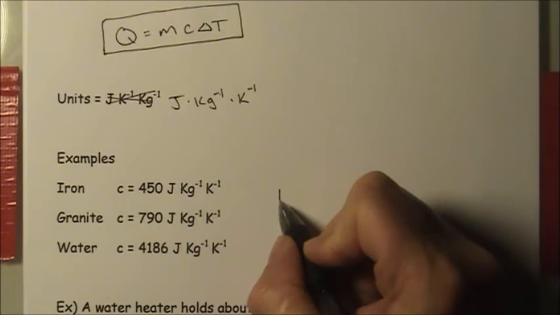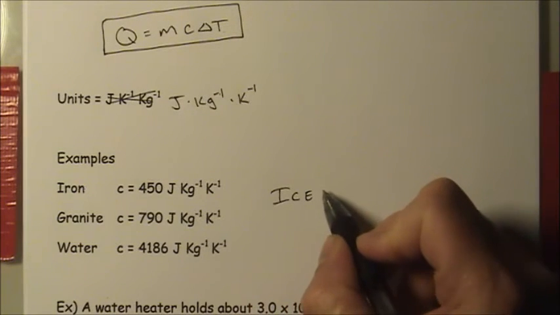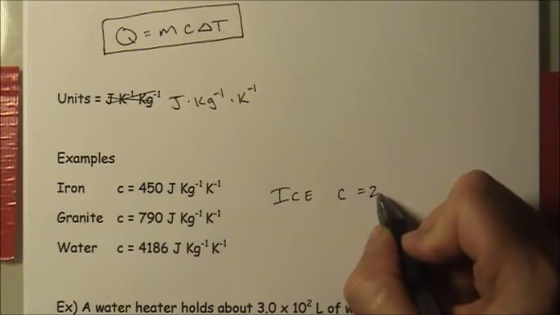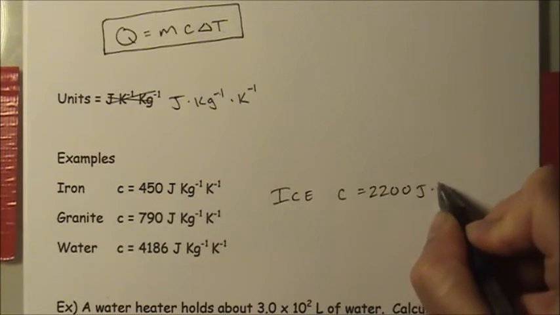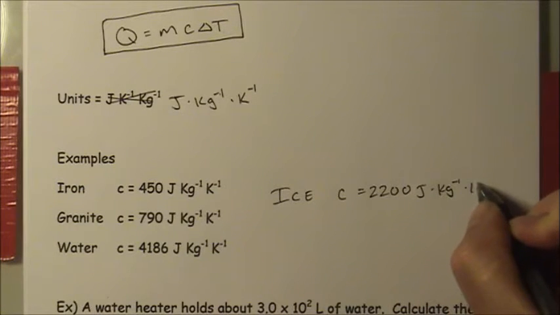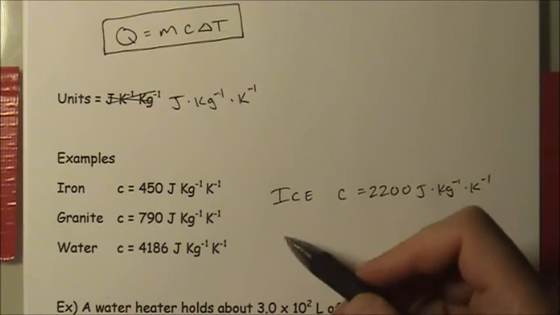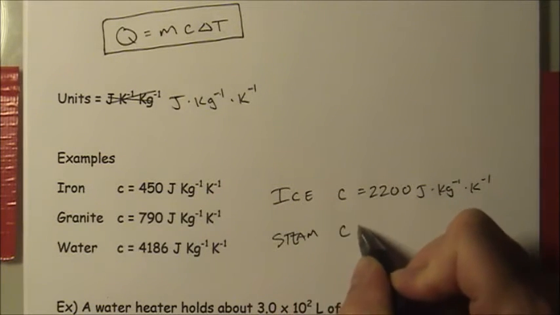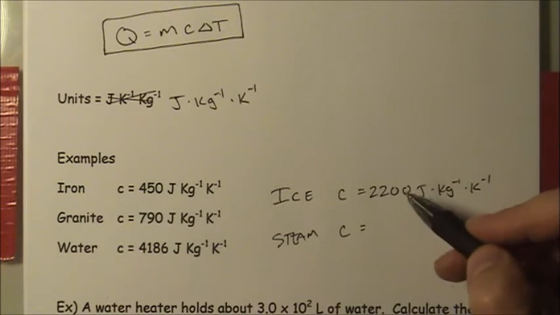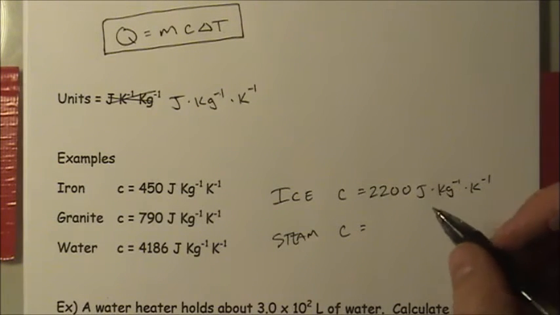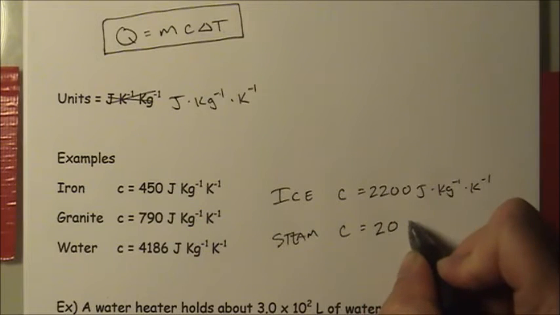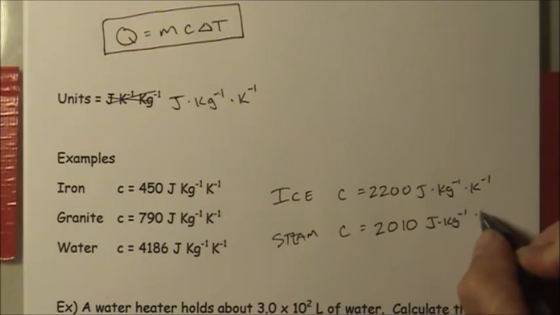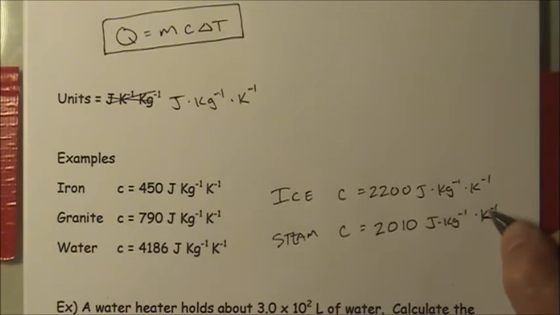So there is also ice, for example, and ice has a specific heat capacity of about 2,200 joules per kilogram per Kelvin. Or we could look at the other side of water, and that is steam. Steam, coincidentally, has a very similar specific heat capacity to ice. Its specific heat capacity is about 2,010 joules per kilogram per Kelvin.